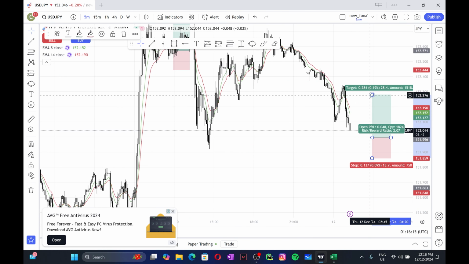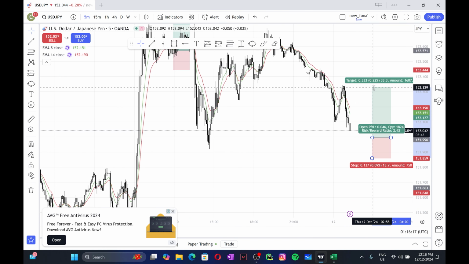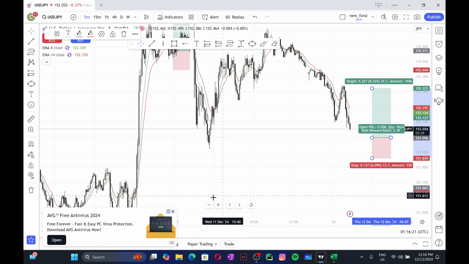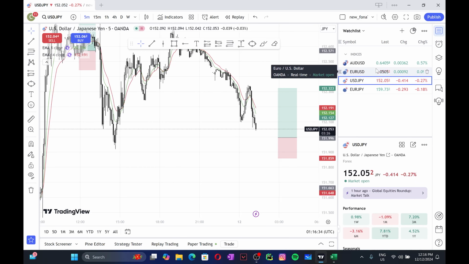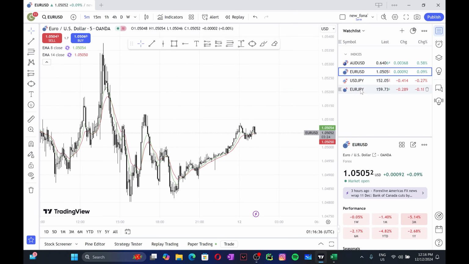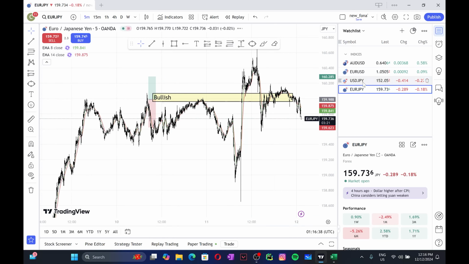So we're gonna take our take profit to about there. That's gonna be our take profit, and it's gonna be our stop loss. All right, so let's just keep waiting for this price to reverse, for the structure to reverse. Now let's focus on the other chart, the EUR-JPY.